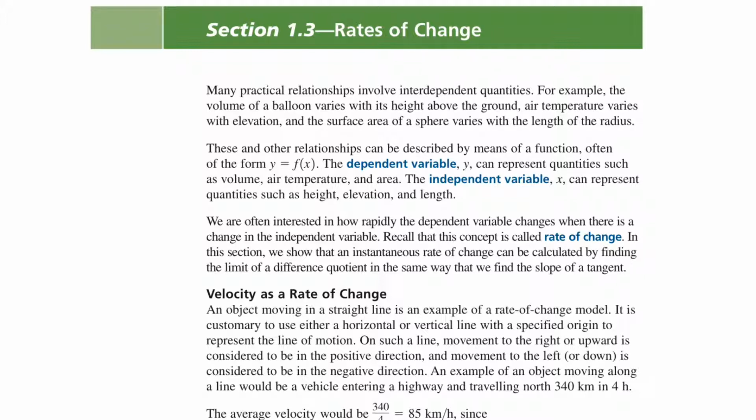In this session, we are going to work on Section 1.3 from the textbook, Rates of Change. Let's go over the meaning of function and rate of change one more time.